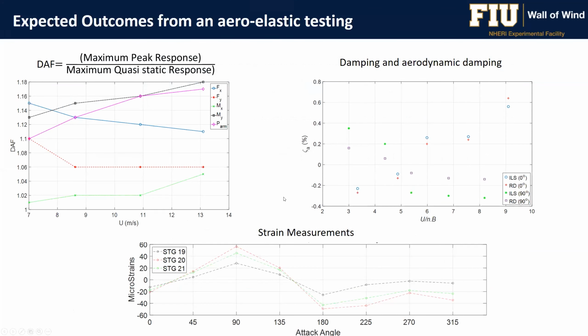Once we filter resonance, we can estimate dynamic amplification factors. We can also see how the DAF, the dynamic amplification factor, changes as we change the wind speed, which is what you see here on the top left plot. On the top right plot, we can see the aerodynamic damping variation with the change in wind speed as well. We also, as I mentioned, measure strains, which we can convert later to drag forces or bending moments on the frame that we are testing.